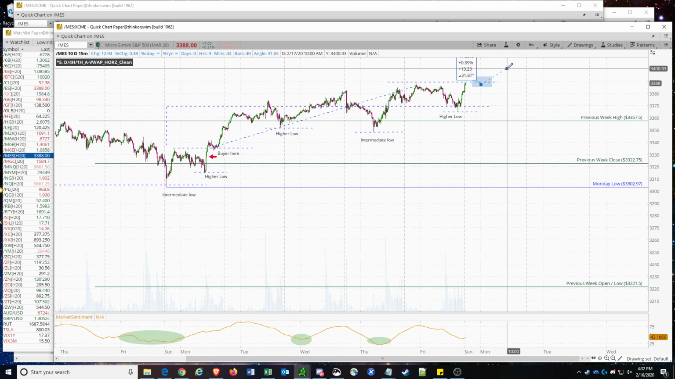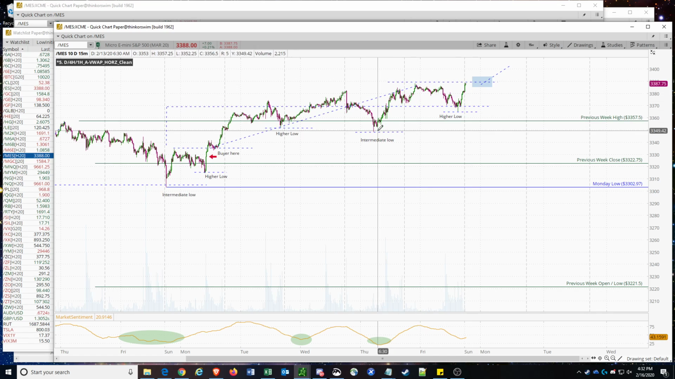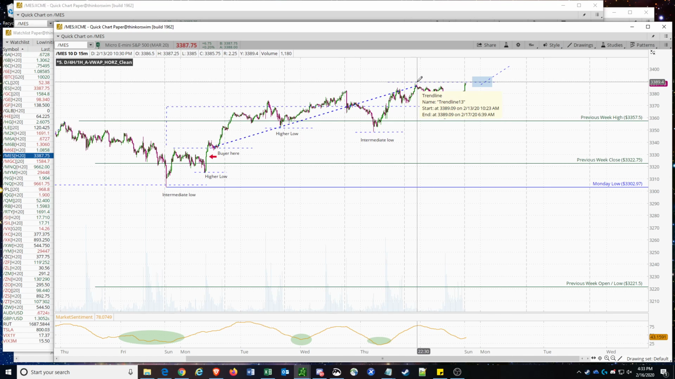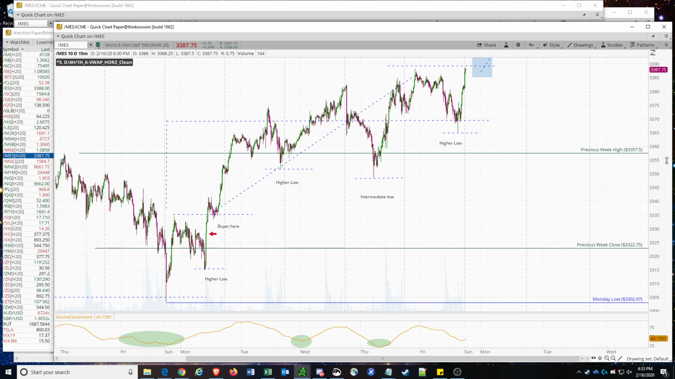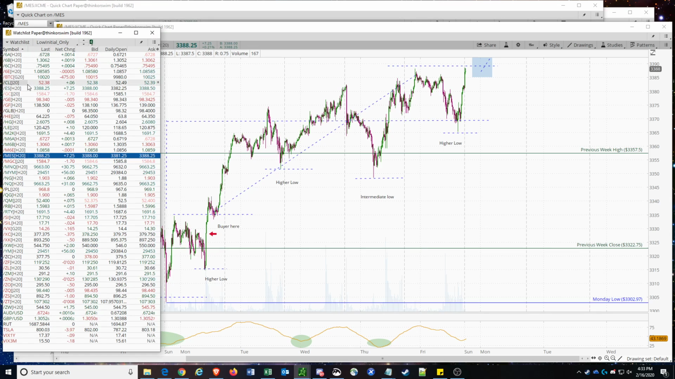Because it doesn't look like it's coming down, and until we get a confirmation of a high with higher lows or with lower highs on each side, there's really no confirmation that it's going down. This just looks like it's going to continue to the upside. That being said, let's just take a quick look at crude oil.